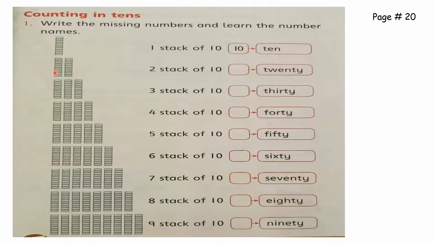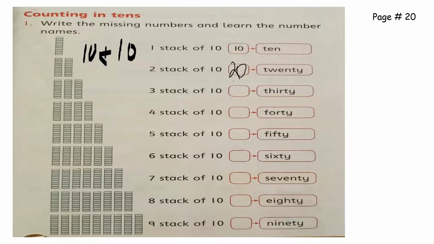And how many stacks are here? 1, 2. It's 2 stacks of 10. It means 10 plus 10 is 2 stacks, 1 and 1. So 10 plus 10 is 20. So we'll write here 20. 2 stacks of 10, 20.